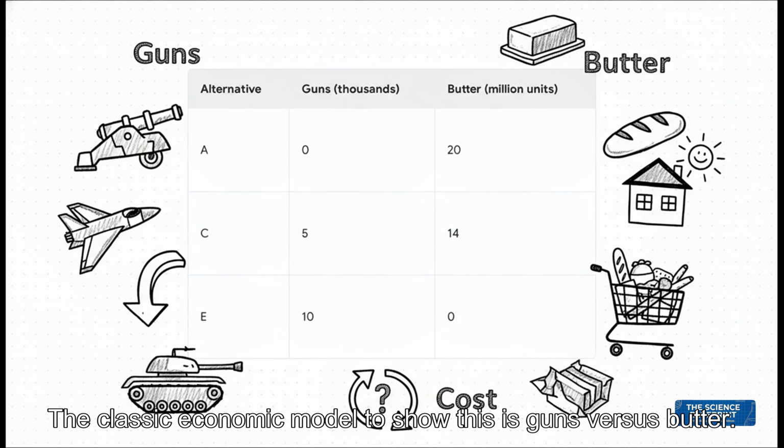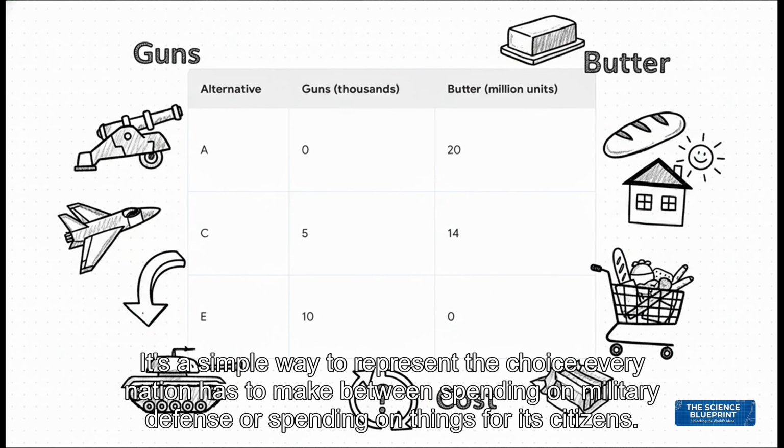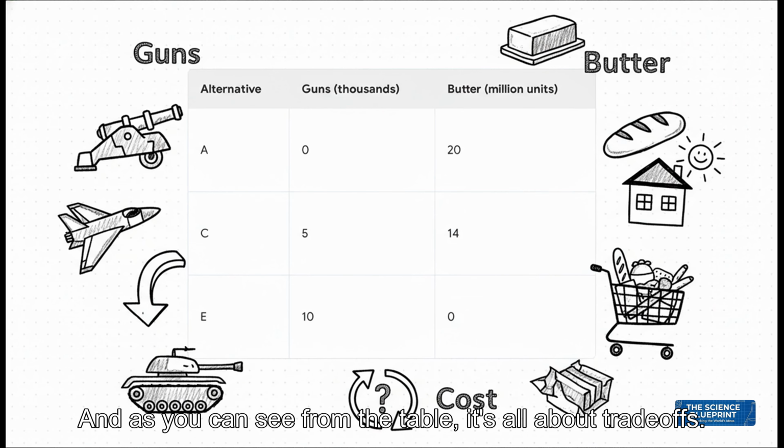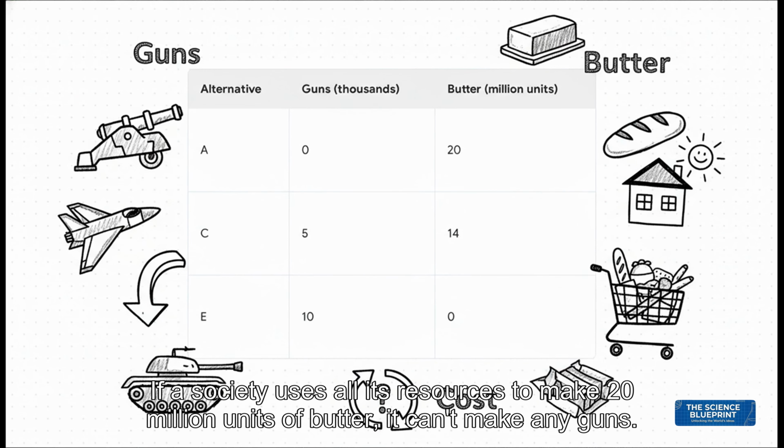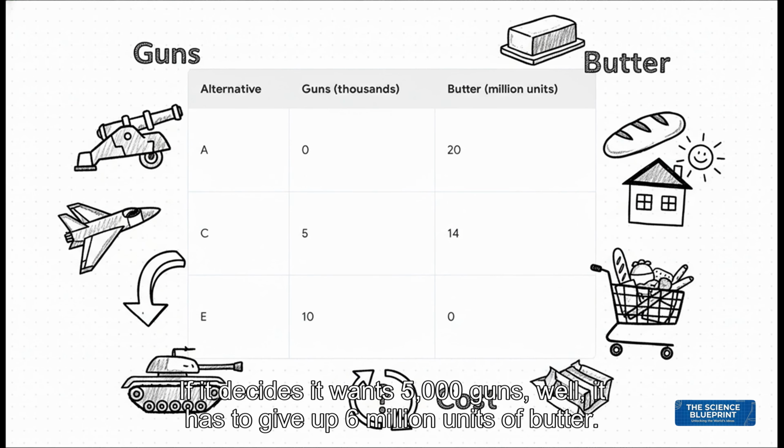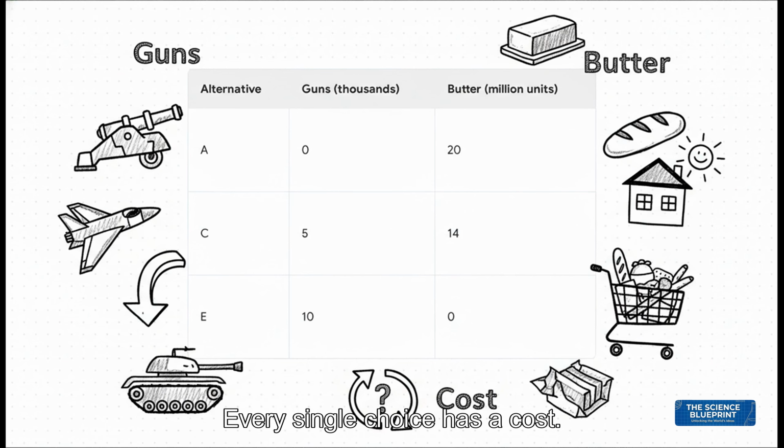The classic economic model to show this is guns versus butter. It's a simple way to represent the choice every nation has to make between spending on military defense or spending on things for its citizens. And as you can see from the table, it's all about trade-offs. If a society uses all its resources to make 20 million units of butter, it can't make any guns. If it decides it wants 5,000 guns, well, it has to give up 6 million units of butter. Every single choice has a cost.